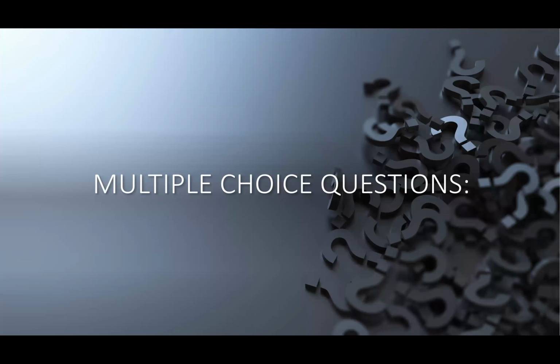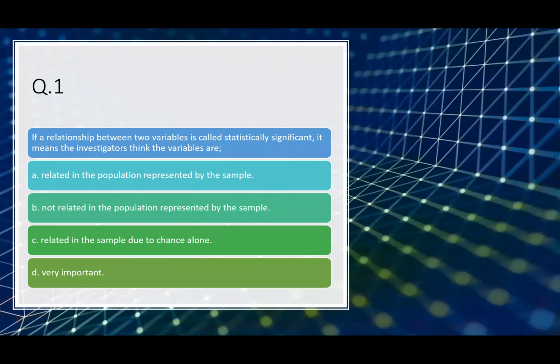And now moving towards the multiple choice questions. Number 1, if a relationship between two variables is called statistically significant, it means the investigator thinks the variables are related in the population represented by the sample, not related in the population represented by the sample, related in the sample due to chance alone, or it's very important.